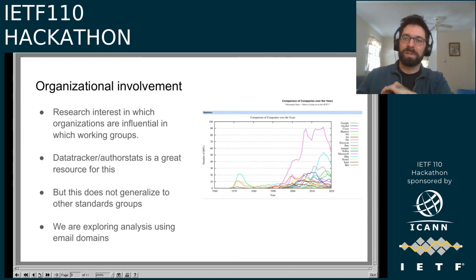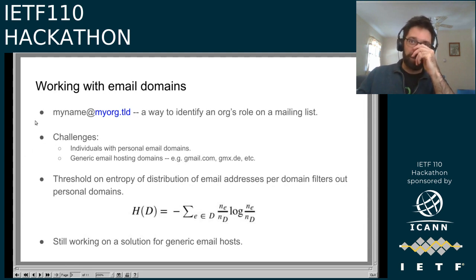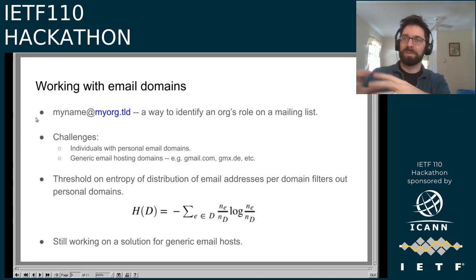So we're trying to explore this using email domains for participation in mailing lists. Theoretically, you could use the email domains, so basically everything after the @ sign. But there are some challenges. There's a lot of people, especially in the IETF community, that have personal email domains. And there's also generic email hosts like Gmail or GMX, which encompass several different individuals. And we're trying to work out data cleaning methods to make this a little more useful.